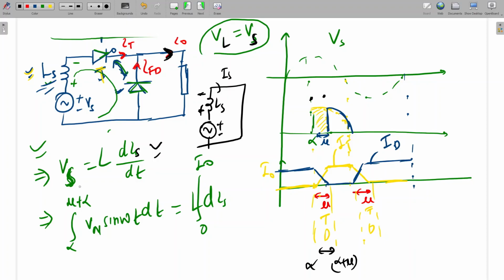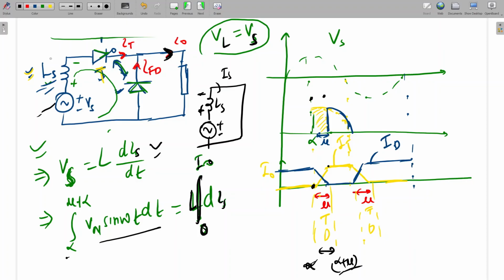So we can integrate this one. Integral of Vs dt. Vs is Vm sin omega t, this sinusoidal. I am integrating from alpha to mu plus alpha. And this side it will be L into integral of di. Initially i was 0 and it will go to I naught at this instant. So what will the limit of i be? That will be 0 to I naught. Is it clear?